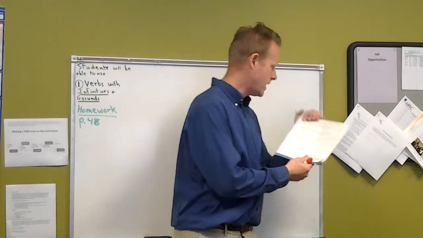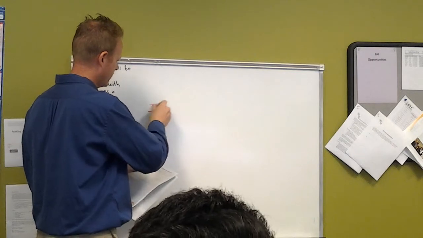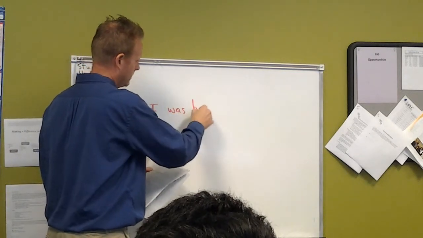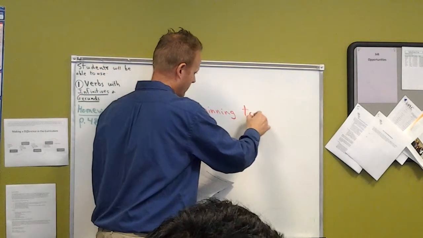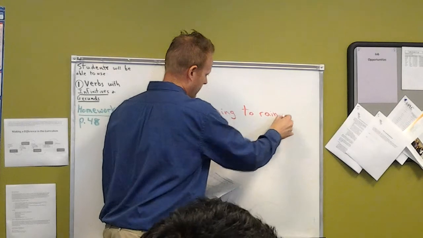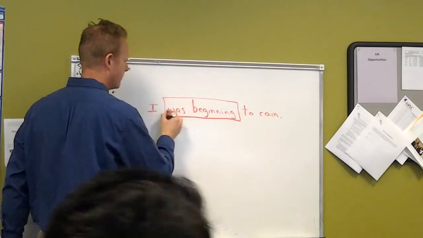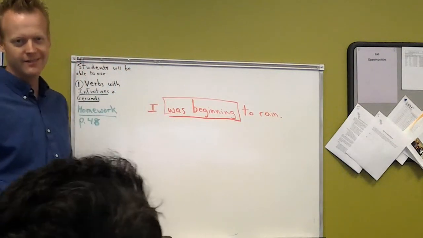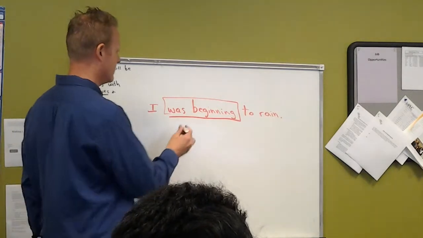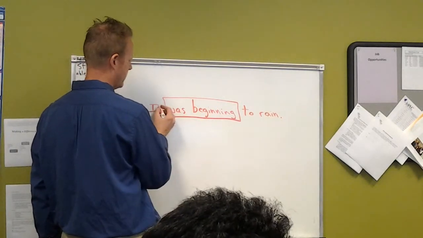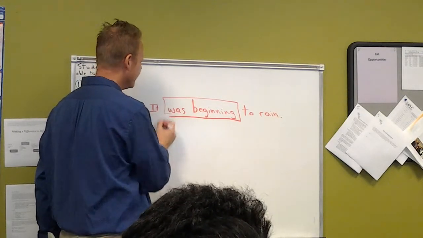Okay. So all they're saying is, let me just throw it up here so it's clear. It was beginning to rain. All right. So what form of the verb is this? Right here. What is that thing? Past progressive. It's past progressive. So all they're saying is, it was beginning to rain. Not I was beginning to rain? Woo! That's not good. It was beginning to rain.